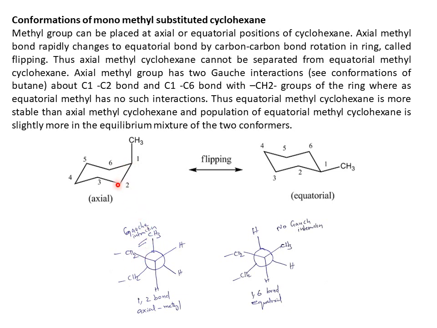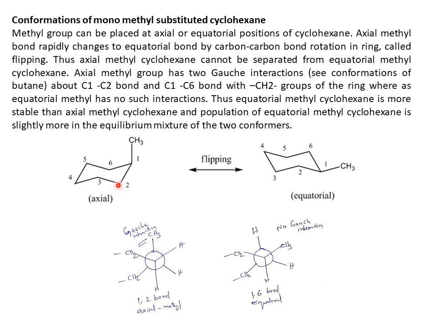If you look at the 1,2 bond, this is the first carbon atom, this is the second carbon atom. The second carbon atom is drawn as the front carbon atom in the Newman projection formula. This is the 1,2 bond, and this is the second carbon atom, the back carbon atom; the first carbon atom is drawn on the circle.